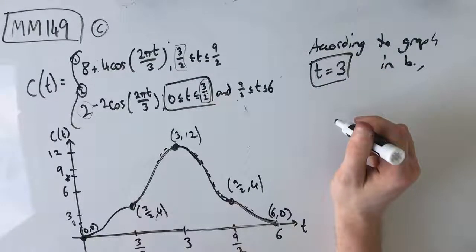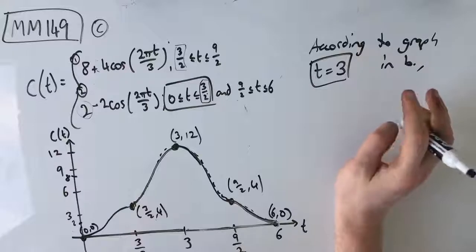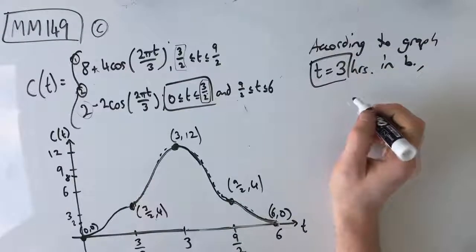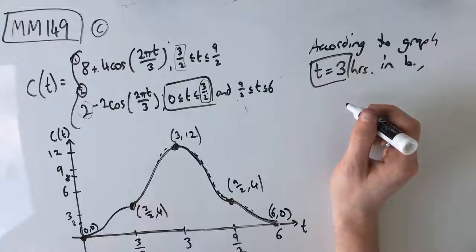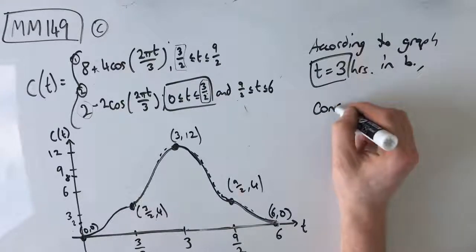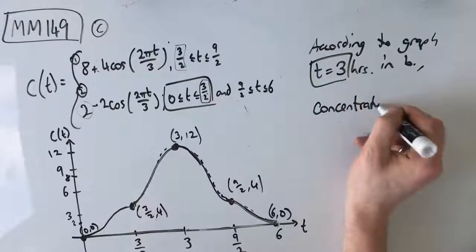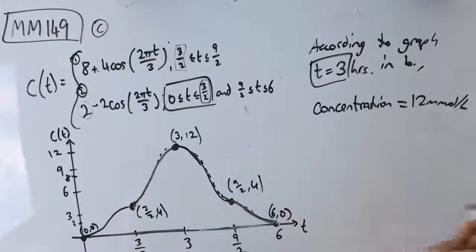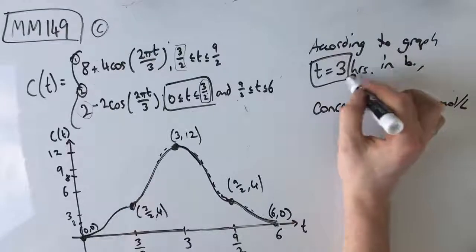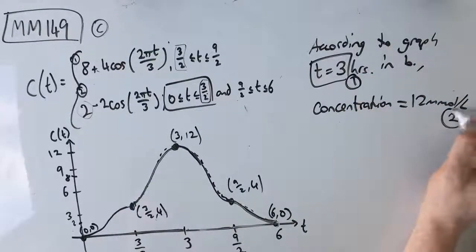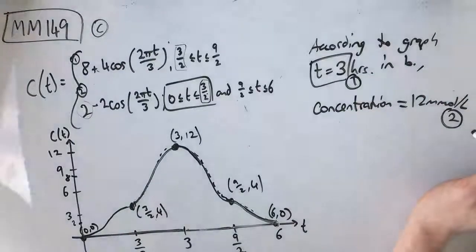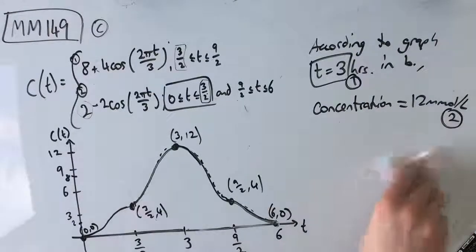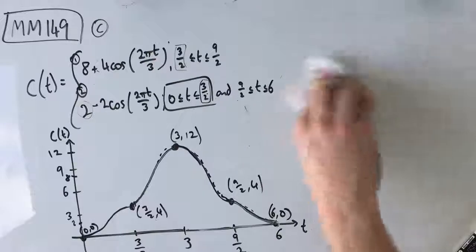Takes him 3 hours. So remember, we have to answer the question, right? So how long does it take him to get back to the camp? 3 hours. And inject the antidote? And what is the concentration of venom in his blood at this time? So concentration equals 12 millimoles per liter. Awesome. This is your first mark. How long does it take? Second mark is the concentration in his bloodstream. Awesome. That's it for question C. It's pretty straightforward.